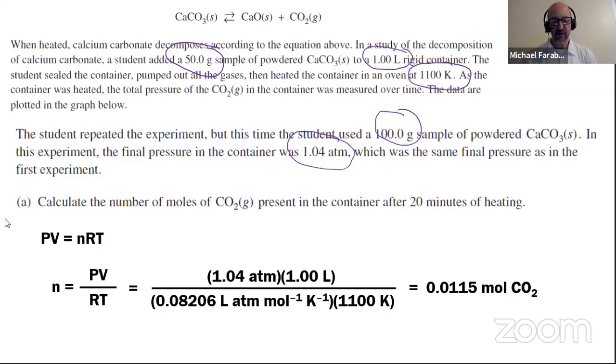So I'm going to go ahead and round this off to 2 significant figures based on the 1100 for the temperature. So I'll call this 0.012 moles of CO2. Okay, so that was part A, to calculate the number of moles using the ideal gas law.